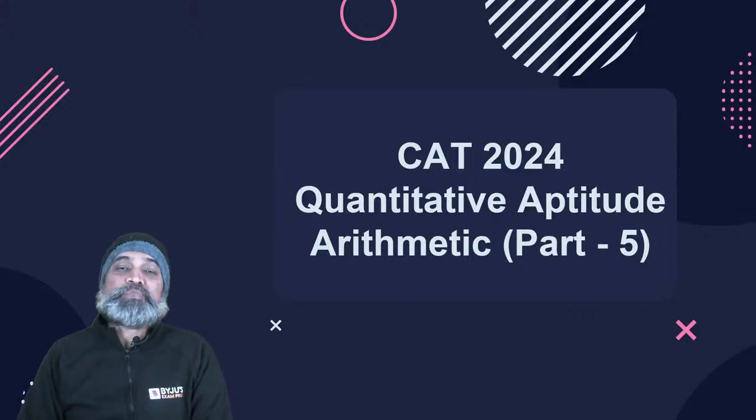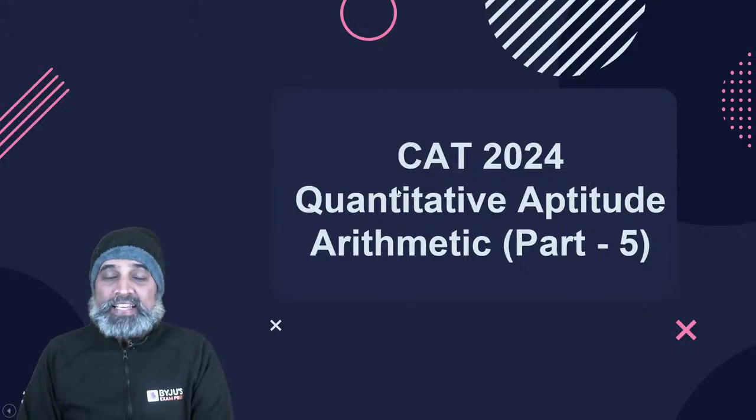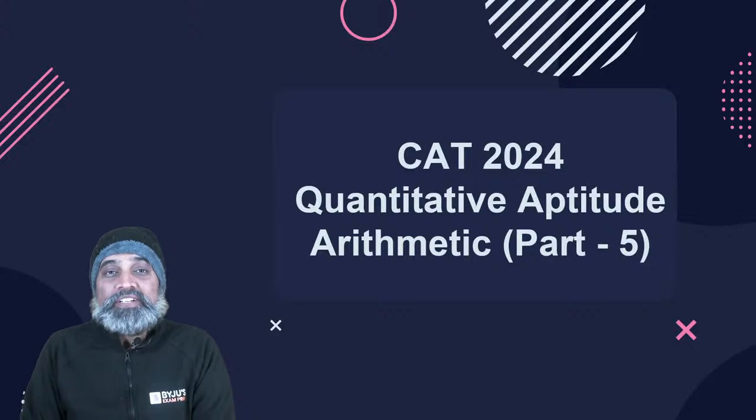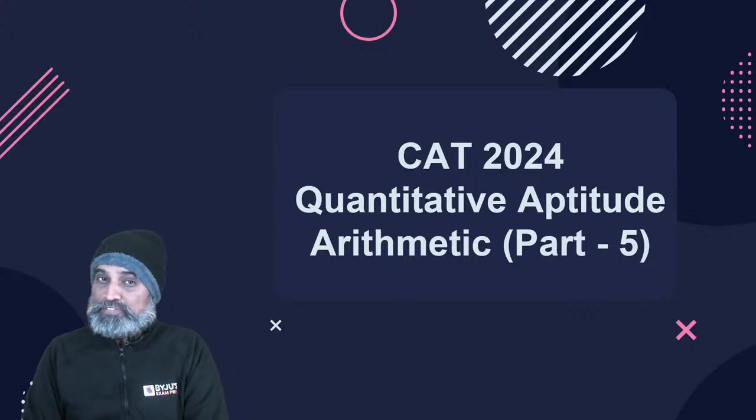And today we will be looking at CAT 2024 Quantitative Aptitude Arithmetic. This is part 5 of this series.